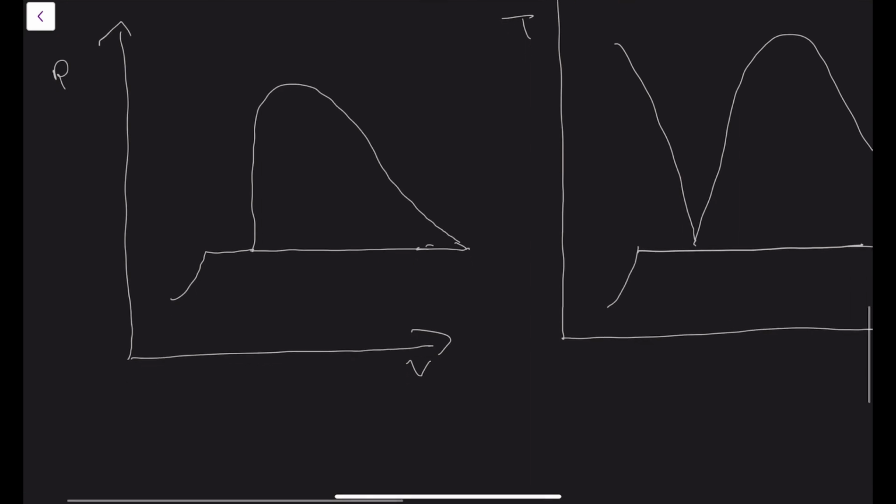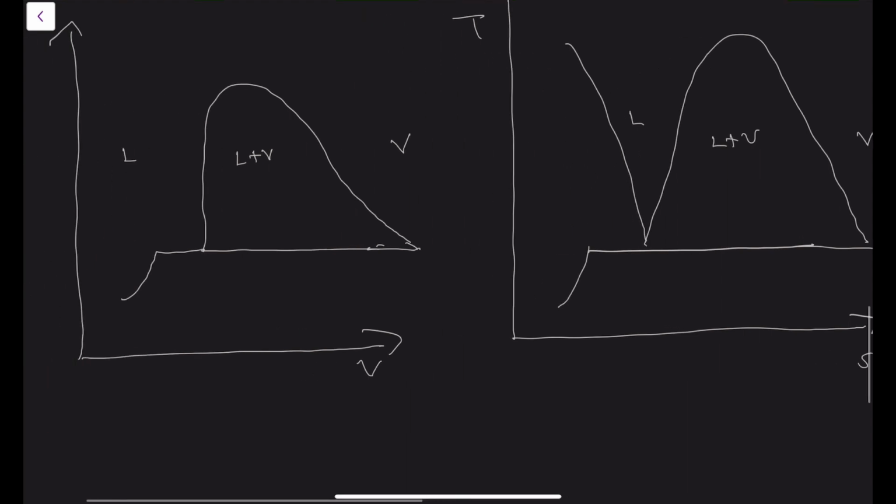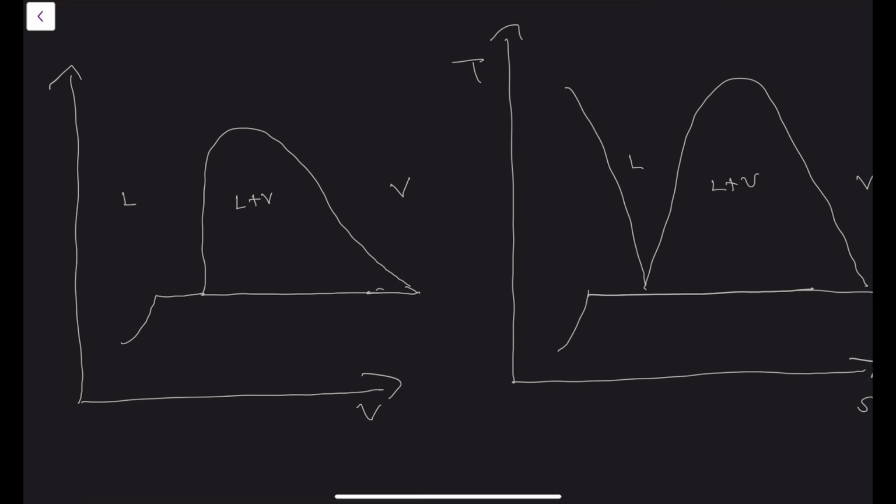Inside you can see that is liquid plus vapor. Here it is liquid and here it is vapor. Similarly for the TS diagram, here you have liquid plus vapor, here vapor, and here you have the liquid. We will focus on the liquid-vapor transformation. So let us try to draw an isotherm here. Isotherm means at constant temperature.